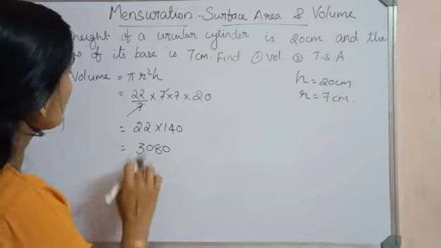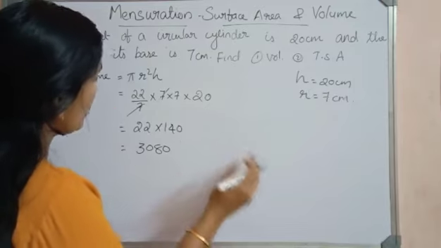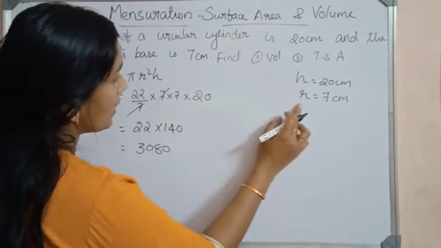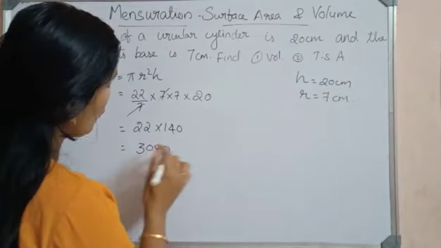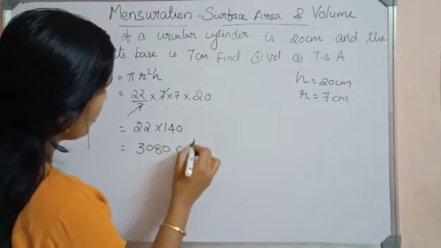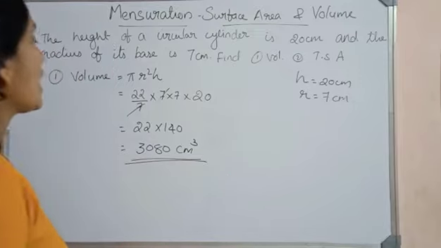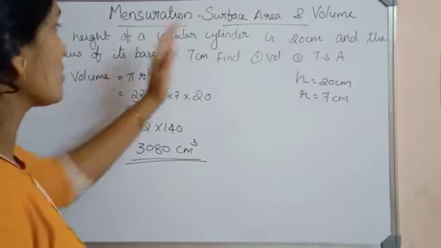Here we are finding the volume. As I have told you, the volume is always expressed in cubic unit. Here the height and the radius is in centimeters, therefore we can write this as centimeter cube or cubic centimeter, and that is the volume of this cylinder.